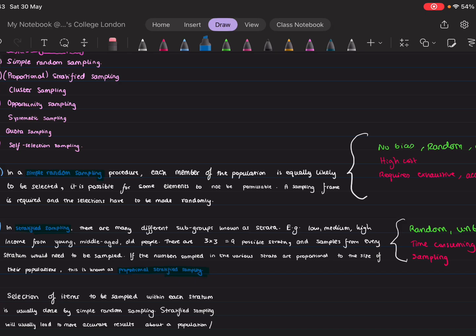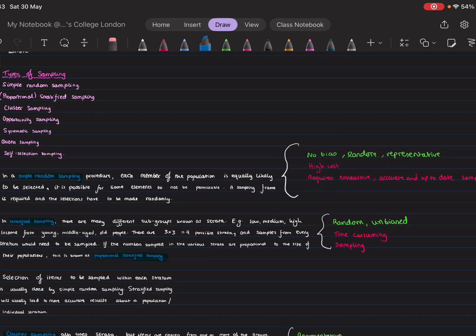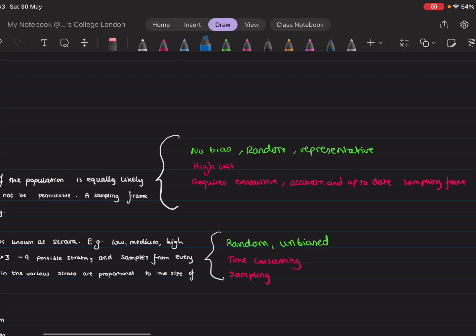In a simple random sampling procedure, each member of the population is equally likely to be selected. A sampling frame is required and the selection has to be made randomly. Pretty self-explanatory. The advantages are that there's no bias, it's random, and it's likely going to be representative. The disadvantages are that it could be high cost and requires an exhaustive, accurate, and up-to-date sampling frame for it to be representative.